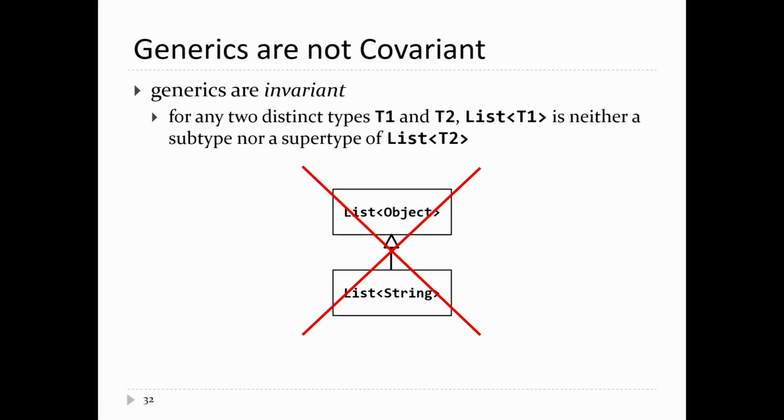Generics don't work this way. So generics are said to be invariant. If you have a list of object and a list of string, there's no relationship between these two classes. The only relationship is that they're both lists. So I can't take a list of string and substitute that for a list of object. There's no inheritance relationship here.